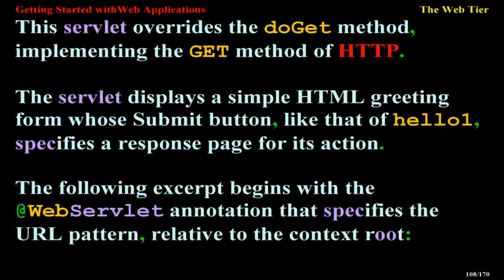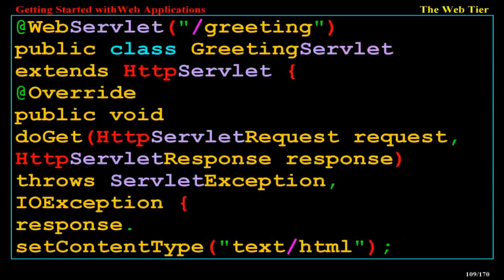This servlet overrides the doGet method, implementing the GET method of HTTP. The servlet displays a simple HTML greeting form whose submit button, like that of Hello 1, specifies a response page for its action. The following excerpt begins with a @WebServlet annotation that specifies the URL pattern relative to the context root: @WebServlet("/greeting") public class GreetingServlet extends HttpServlet.